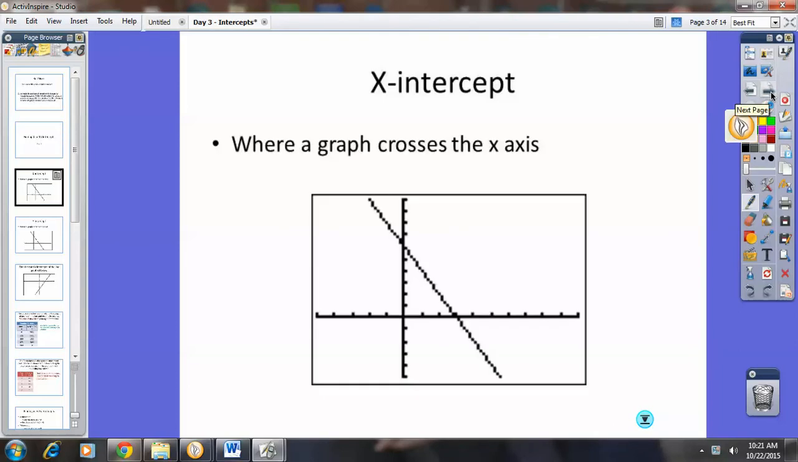An x-intercept is where the graph crosses the x-axis, and that should make sense, right? X-intercept, it's intercepting the x-axis. On this picture, take your pencil and put a dot where the x-intercept is. That point right there is what we call our x-intercept. What is the ordered pair for that x-intercept? 3, 0. 3, comma, 0.